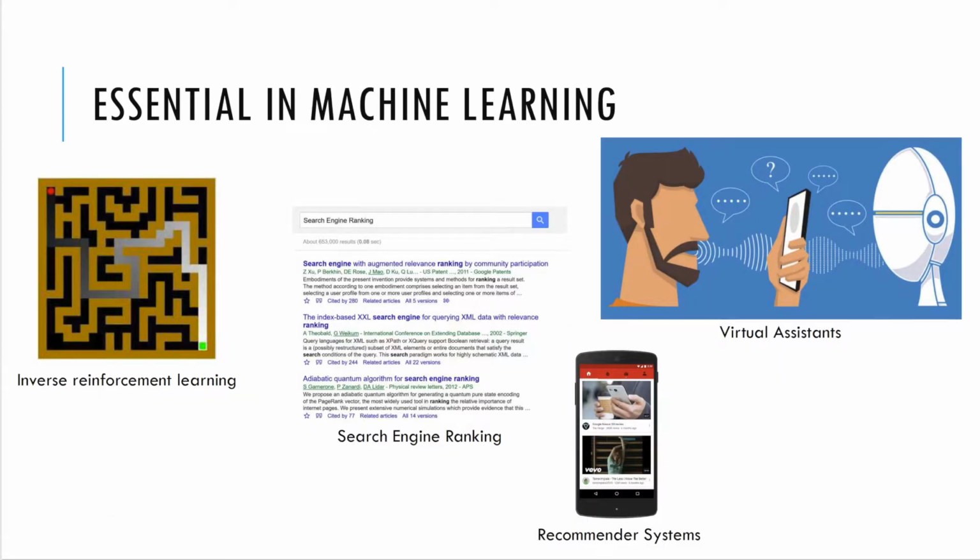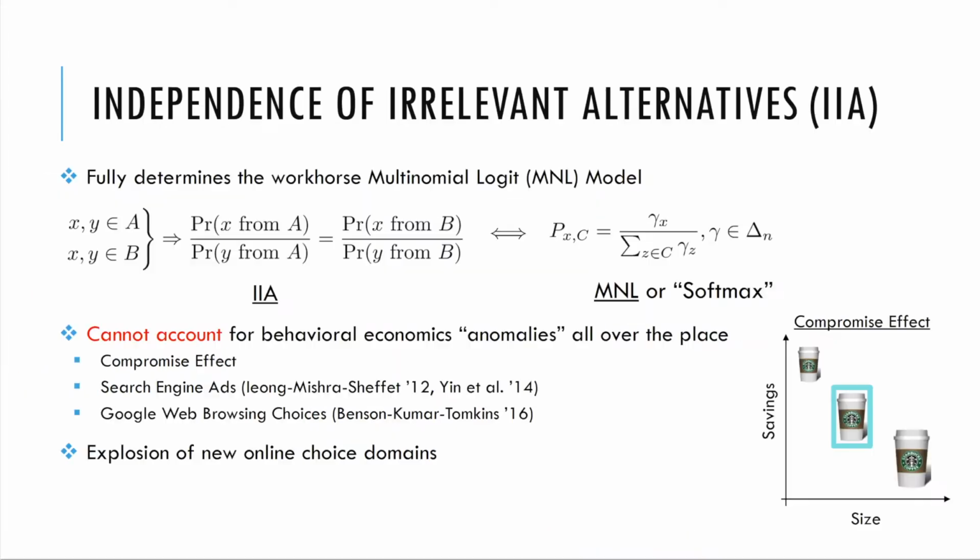More importantly, this problem shows up everywhere within machine learning. Consider inverse reinforcement learning or search engine ranking or recommender systems. In all these cases, you are attempting to infer preferences or value functions over actions or items from the choices that individuals make. Interesting is that in all of these settings, one of the prevailing assumptions that's used is the multinomial logit model. It's sort of talked about as applying just a softmax over a set of items in a field like reinforcement learning.